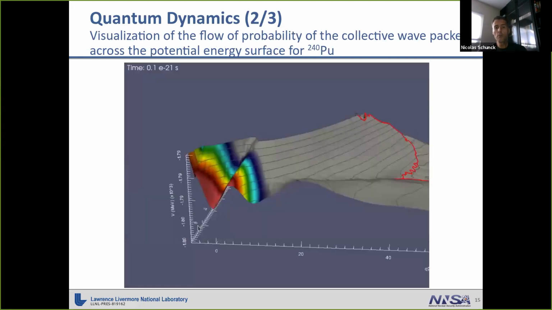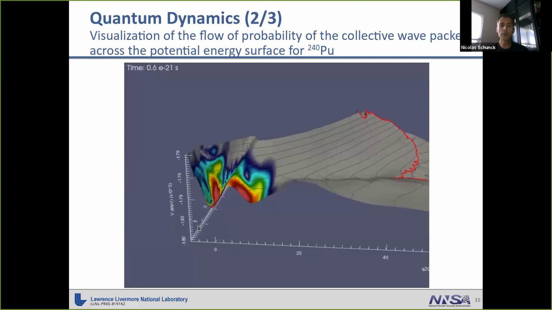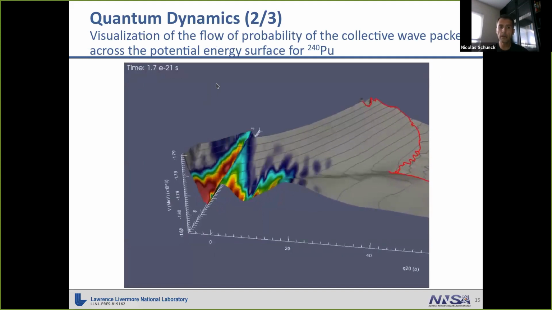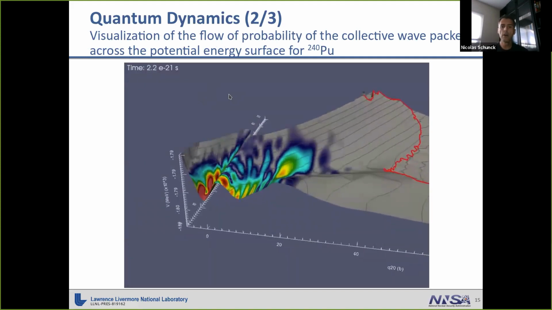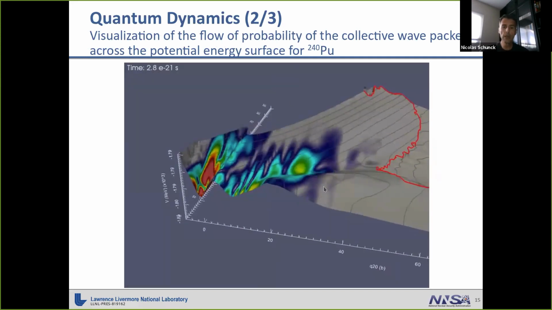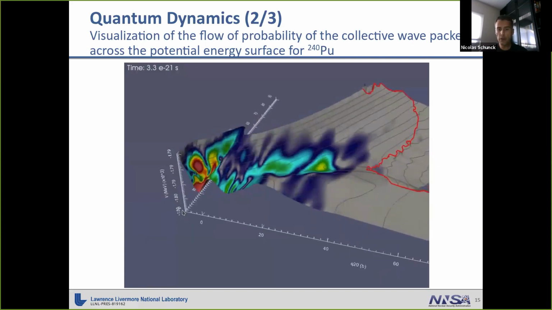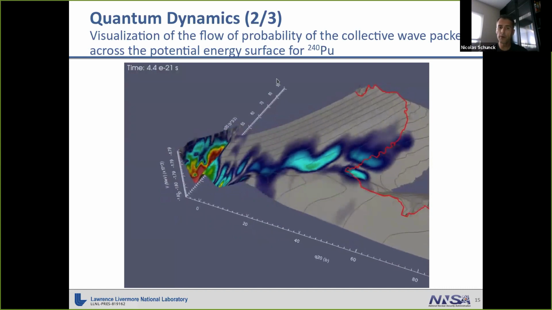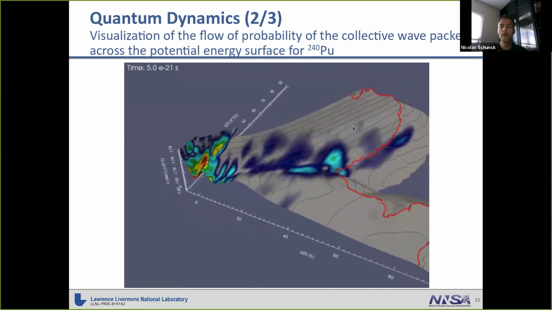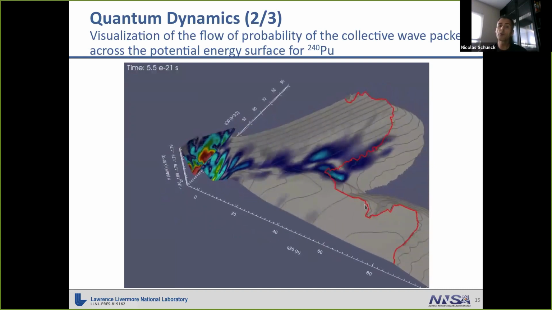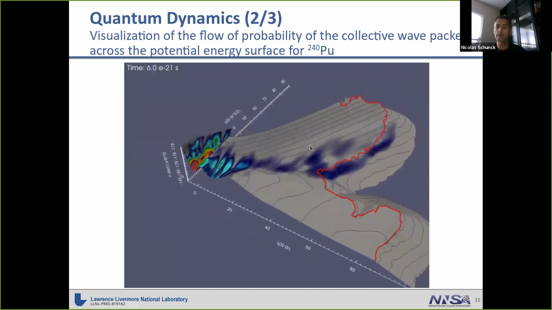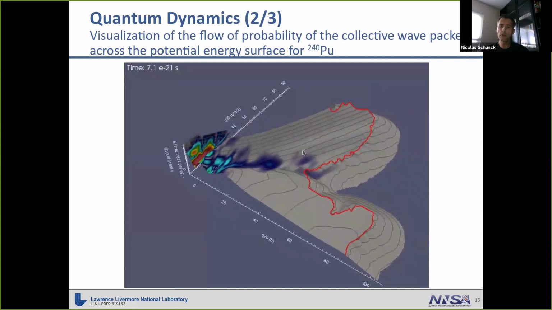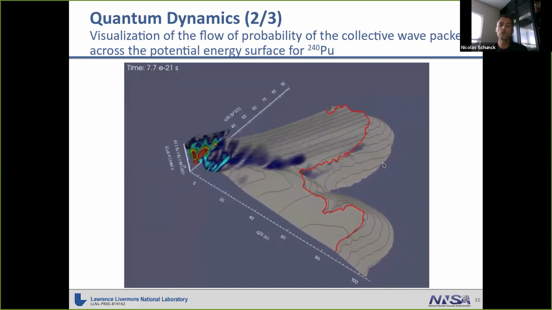So I'm going to show you a movie where this is happening. This is a visualization of the flow of probability of this collective wave packet across a potential energy surface for the particular case of plutonium-240. So you have a 2D surface, which is characterized by an elongation parameter here and an asymmetry parameter called Q3. This red line here is what we call the scission line. This is what separates, in that surface, the geometries where the system has not split from the ones where it has split into two fragments.